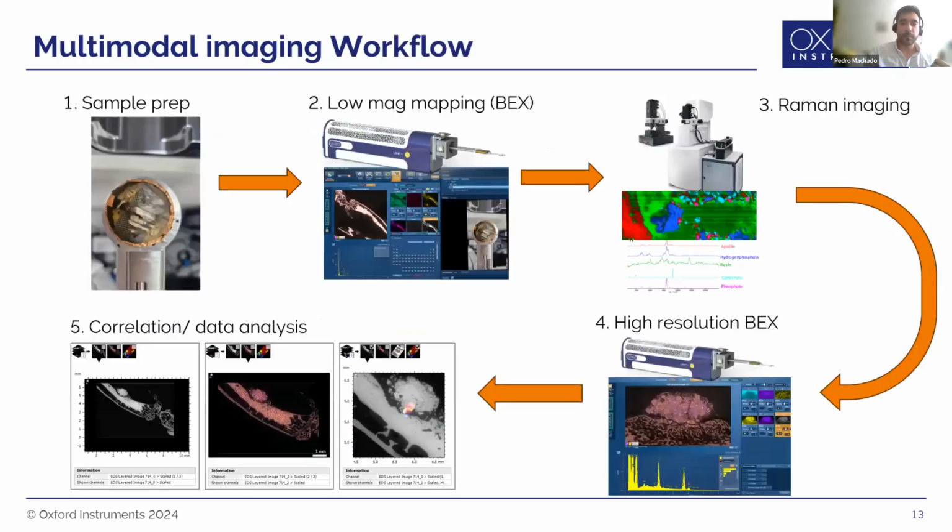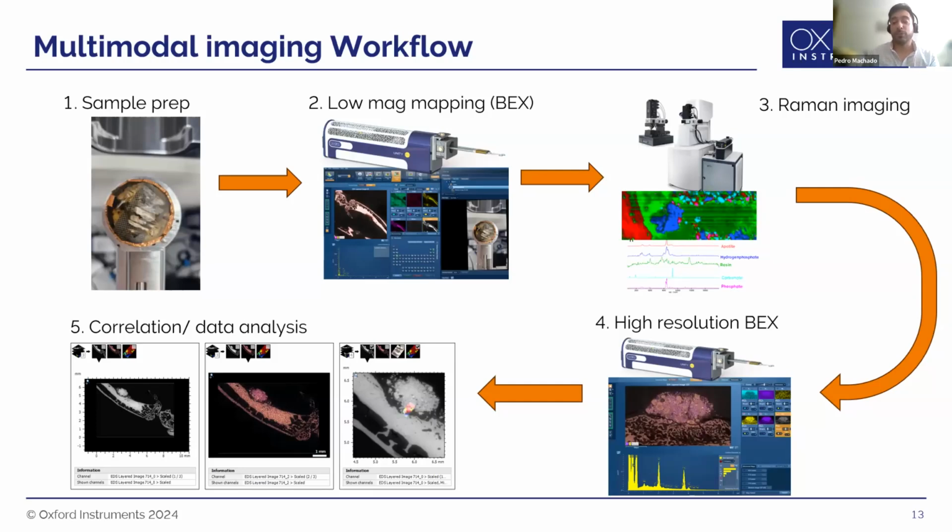And I think this is kind of the main slide of the presentation, because I want to focus on the different steps of the multimodal workflow. So the first challenge, of course, with biological samples is always the sample prep. And here we have a big challenge because the samples are really, really large. We're talking centimeter scale bones, and we needed to prep them in a way where they were stable under the beam, but we were still able to image with Raman.